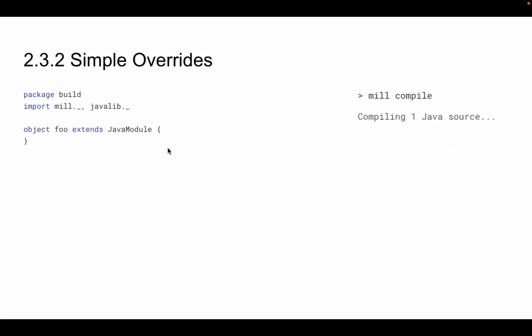So here's an example Mill build. For now, it's like the zero build. There's nothing here. There's one object, a full Java module. There's all the default config, default class file layout, default source file layout, all that. You can compile it. It works.